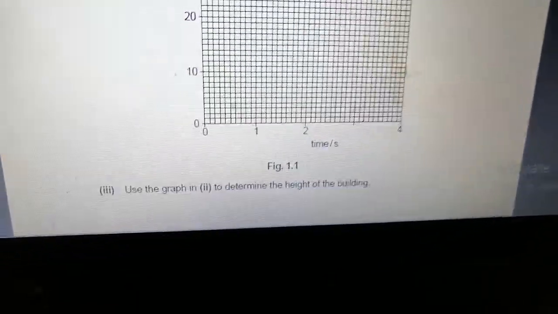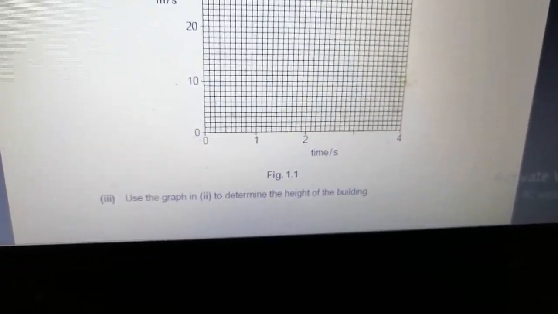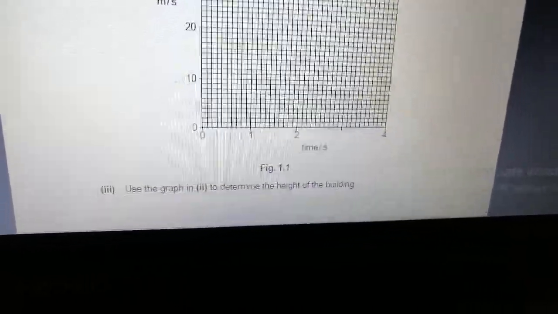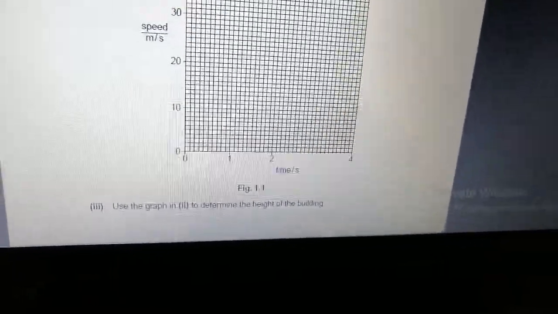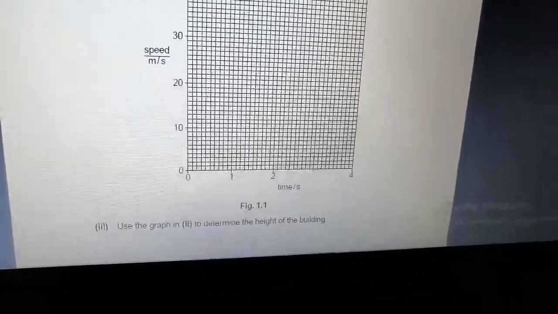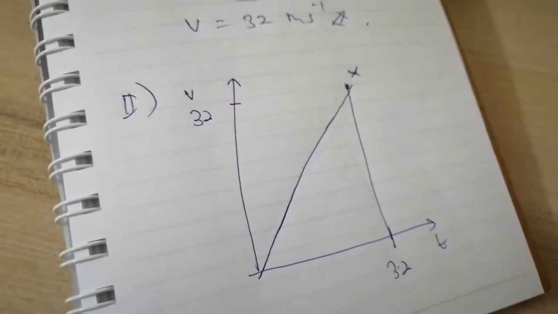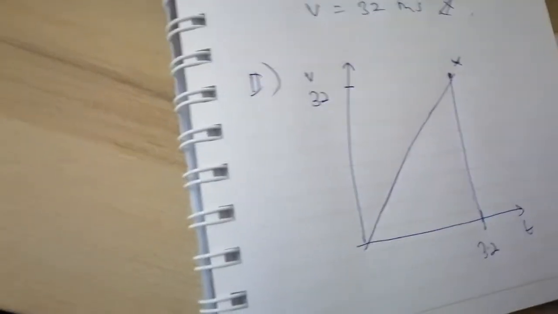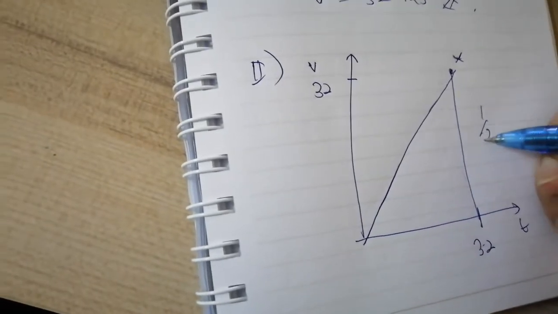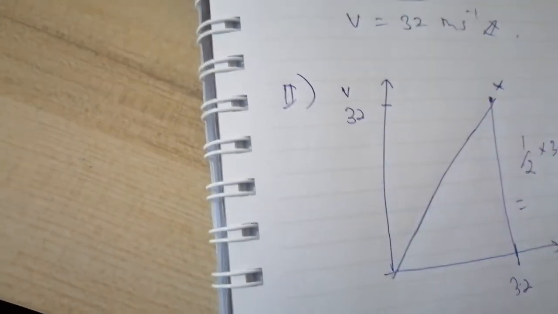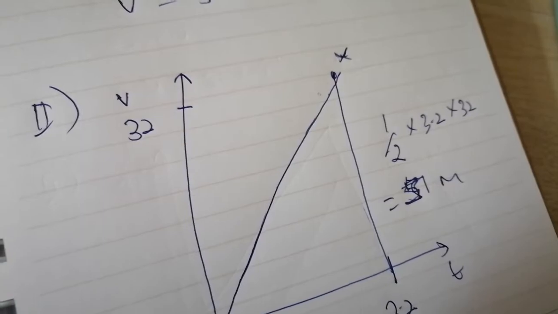Number 3. Use the graph in 2 to determine the height of the building. This is the tricky question. What is meant by the height of the building? Of course, they want to find the distance the stone falls down. For a speed versus time graph, the distance is the area under the graph. Since this graph is a triangle, use the formula of a triangle: 1 over 2 times 3.2 times 32. So you get the answer, 51 meter.